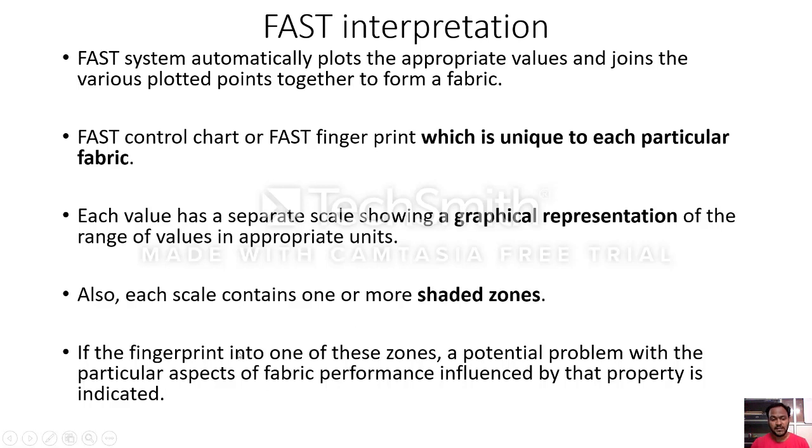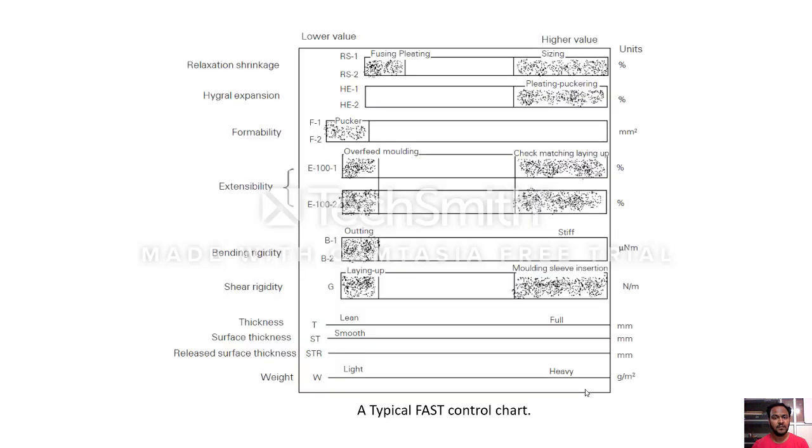If the fabric fingerprint falls into one of these zones, a potential problem with the particular aspects of the fabric performance influenced by that property is indicated. So wherever the shaded zones are shown, it shows the potential problem with the particular property indicated by this measurement. We will now move on to how the FAST interpretation is done. We will see the graph.